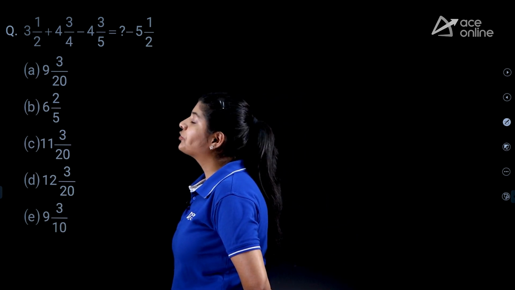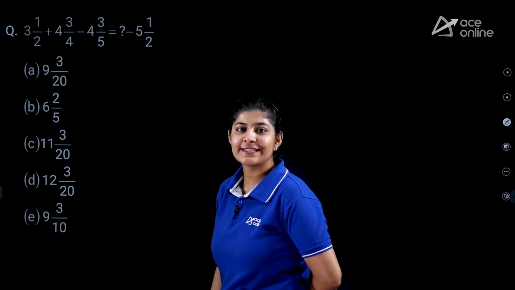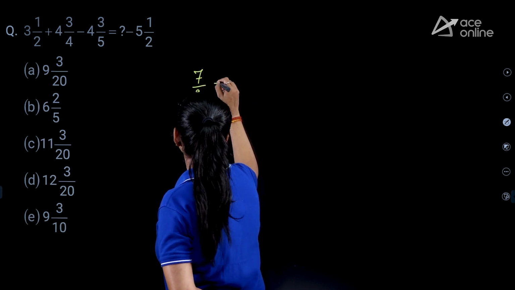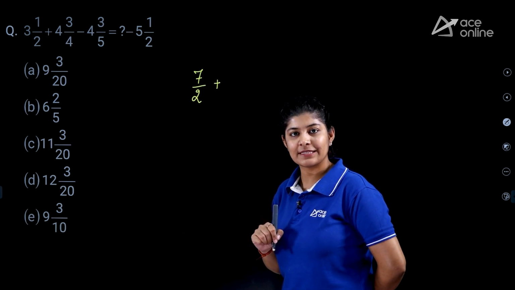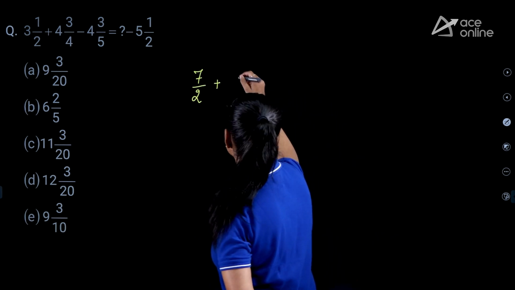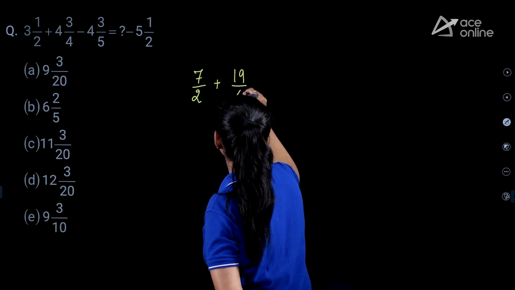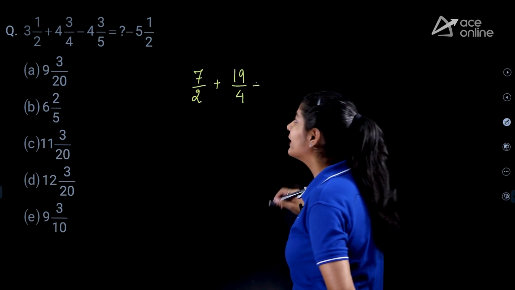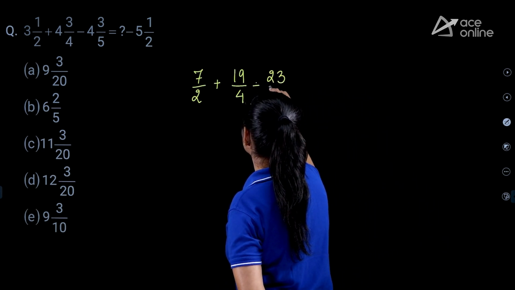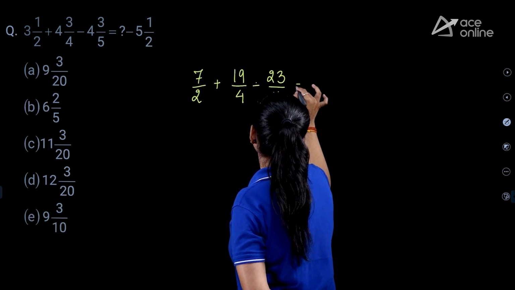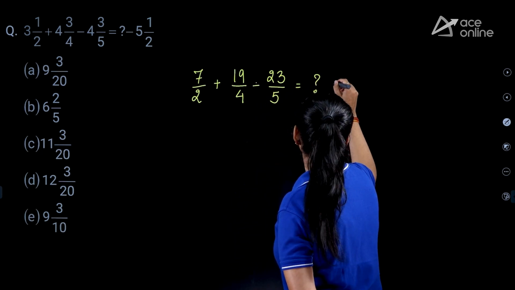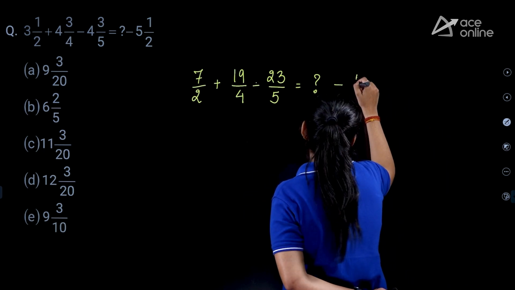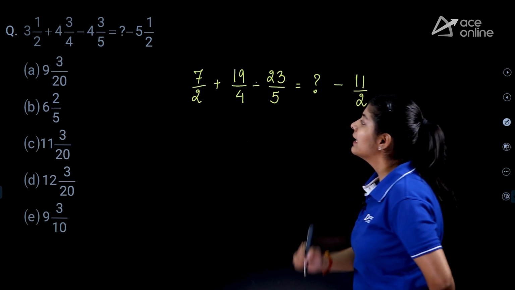So we can write 3 1 by 2 as 3 into 2, that is 6, 6 plus 1, 7. So here I am having 7 by 2 plus 4 into 4, that is 16, 16 plus 3, that is 19. So here I am having 19 by 4 minus 4 into 5, that is 20, 20 plus 3, 23 divided by 5, that is equal to question mark minus 5 into 2, that is 10, 10 plus 1, 11, that is 11 by 2.